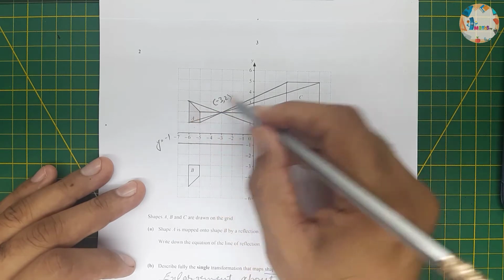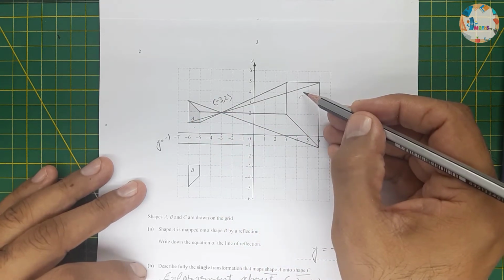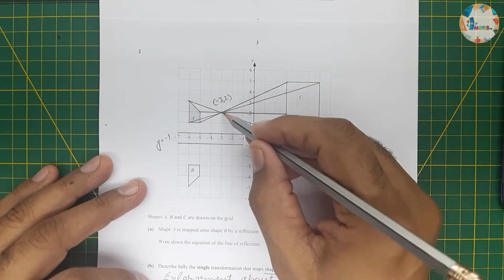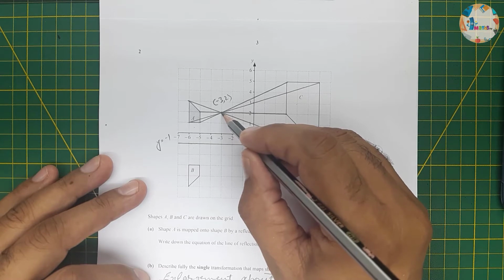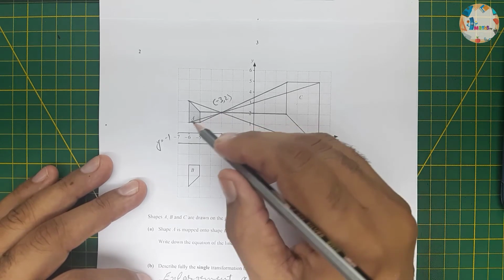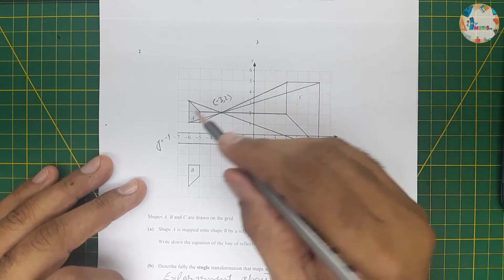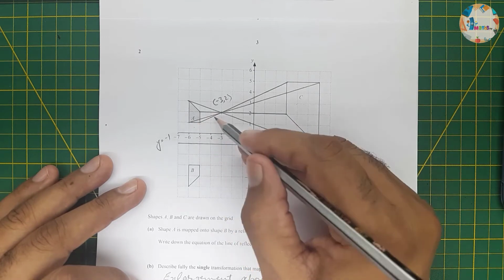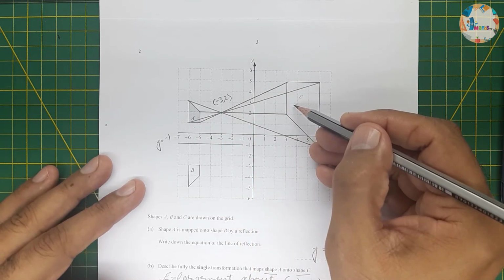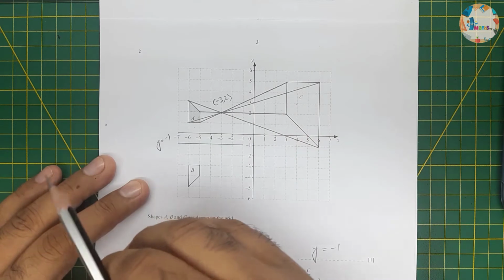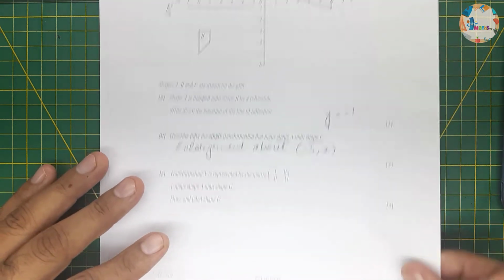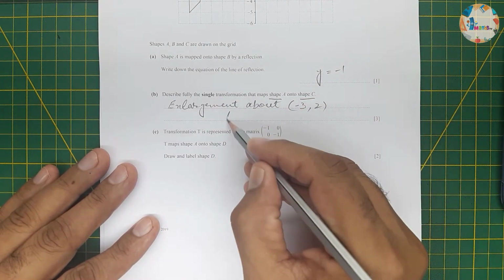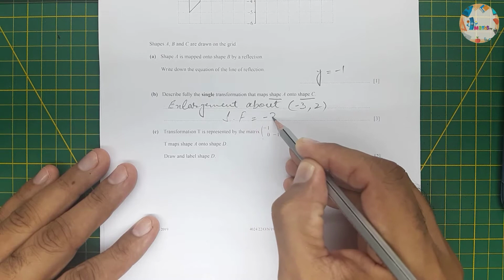So this is enlarged by scale factor 3, but both shapes are on the opposite sides of the center of enlargement. So we will say minus 3. We will not be saying 3, we will be saying minus 3, because C shape is on the other side of the center of enlargement. If both are on the same side, then we will be taking plus. If they are on the other side, then we will be taking minus. So the scale factor is equal to minus 3.